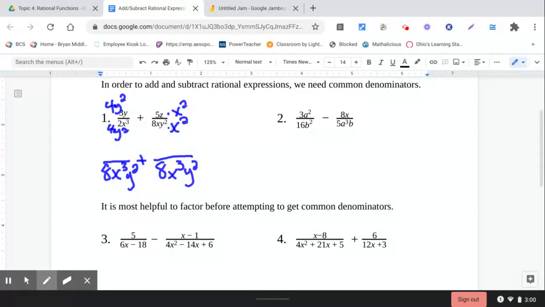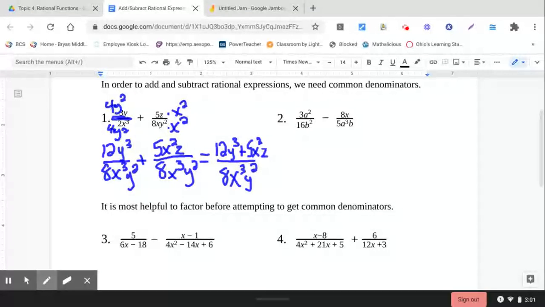So now that we know what our common denominator is, our first fraction is going to be 12y cubed. And our second one will be 5x squared z. And now that we have common denominators, we can add these. Remember, the denominator stays. The numerators are not like terms, so you're going to have to write them separately. Okay, so we get 12y cubed plus 5x squared z.